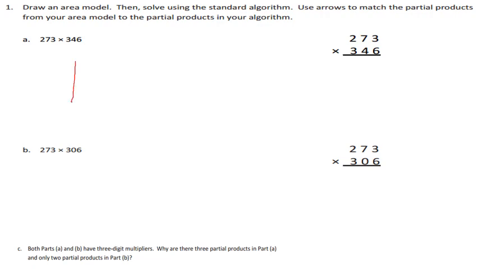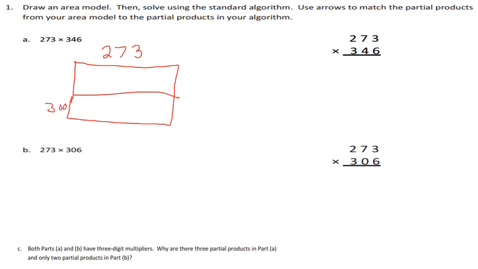Okay, let's go ahead and make ourselves an area model. And we're going to put 273 on top. Bottom one we're going to split up to 300, 40, and 6. When we multiply the first one, we know this is 273 times 6. So I'm going to come over here and I'm going to do 273 times 6.